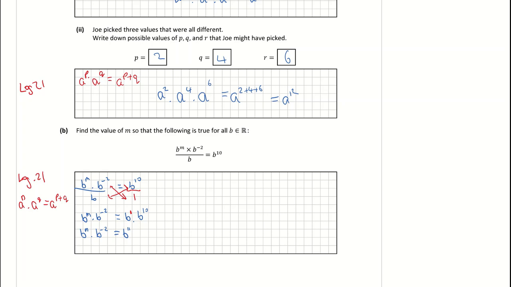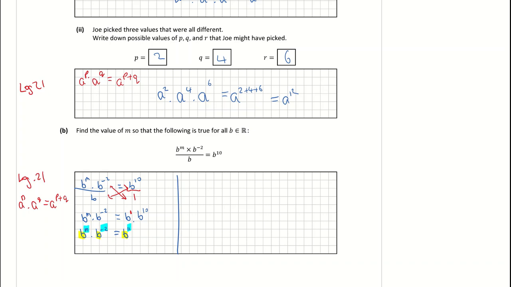So b to the m times b to the minus 2 is equal to b to the 11. I have the same base here. See the way they're all b, b equals b. So they're all the same. Therefore, really all I need to do here is compare the powers, m minus 2 and 11.